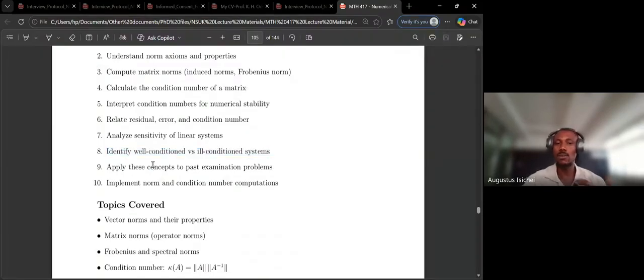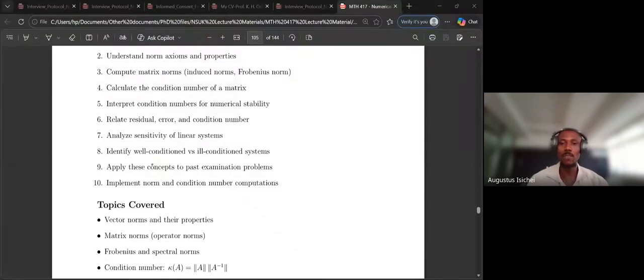Then apply all the concepts we'll be learning to past examination problems. We will solve some past questions. I think when I come back to Abuja, the first physical class we'll have when I return to Abuja will be solving problems, right? Problems from all of the topics we have learned so far. Then we'll apply the norm and condition number computationally. We're going to write some Python code to solve some of these systems.